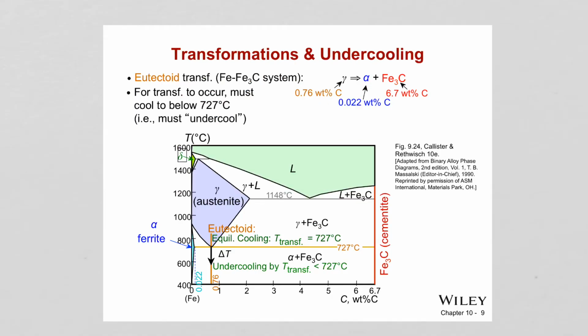Okay, let's now talk about eutectoid transformations in the iron-carbon phase diagram. We know that eutectoid is where gamma austenite, upon cooling, forms alpha ferrite and cementite. So of course, as we are seeing in the phase diagram, we need to go below the eutectoid temperature, which was 727, with some degree of undercooling, and we know that the gamma austenite will transform into alpha ferrite and cementite, as we are seeing here.